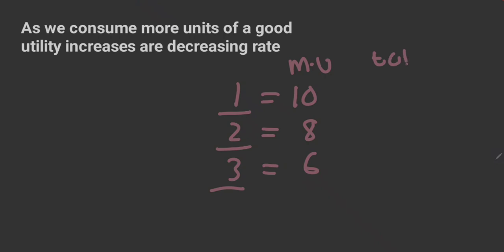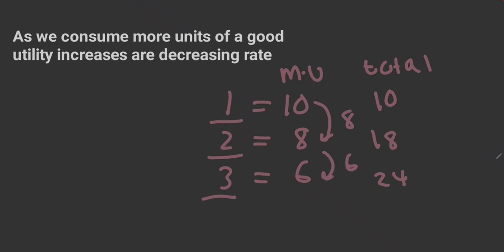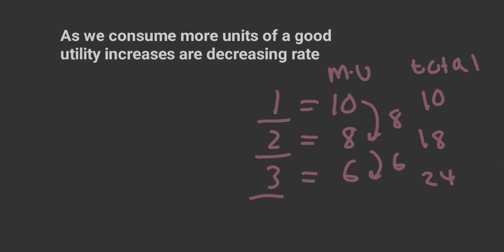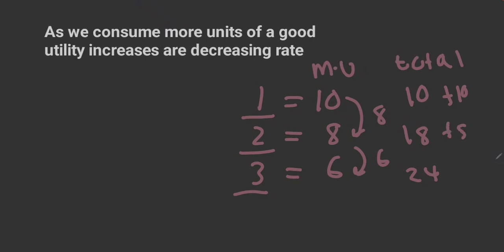However, our total utility goes from 10, 18 to 24. It's increasing. We've gone from 10 to 24, but it's increasing at a decreasing rate. Look, we're going from 10 to 8, 8 to 6. This is basically the premise of diminishing marginal utility. Our total utility is increasing, but at a decreasing rate. Like I say, we've gone from 0 to 10, that is plus 10, 10 to 18, that is plus 8, and 18 to 24, that's plus 6.